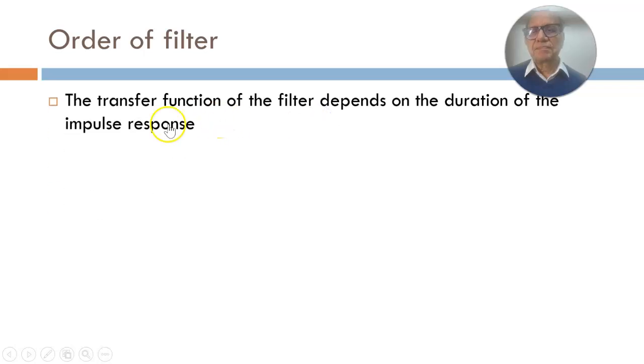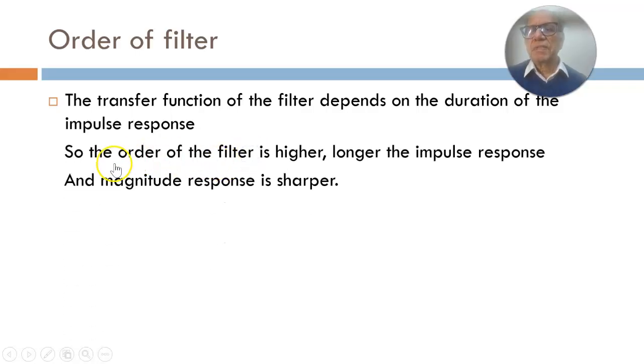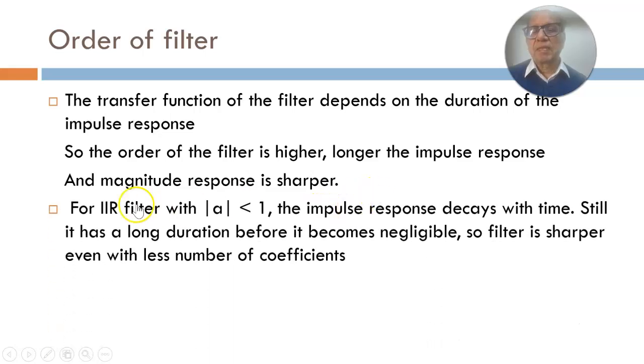Okay. Let us study the other significance of the infinite impulse response, and that relates to the order of the filter. Now, the transfer function of the filter depends on the duration of the impulse response. Remember, the discrete time Fourier transform of the impulse response is the transfer function. So, larger the number of terms in the impulse response, higher will be the order of the filter, and therefore sharper will be the response. Okay. So as we said, the order of the filter is higher, the longer the impulse response, and the magnitude response is sharper. Now for an IIR filter with mod of a less than 1, the impulse response decays with time. Still it has a long duration before it becomes negligible.